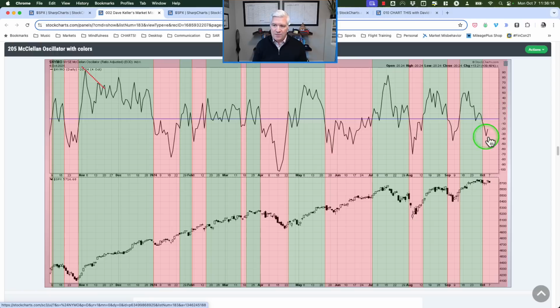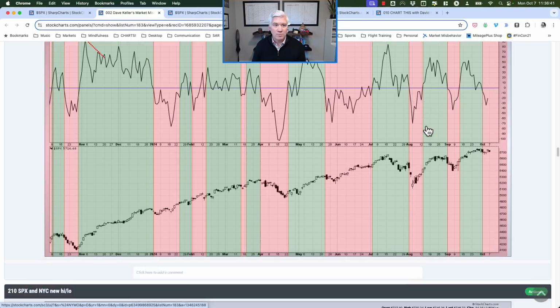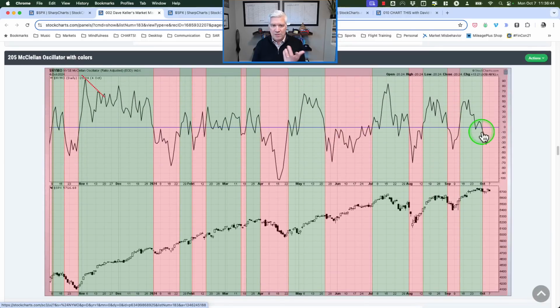So the McClellan Oscillator is basically measuring changes in the advance decline lines. As we can see, it did go below zero about a week ago, we'll call it, here in mid-October. The last couple times it's gone below zero, it hasn't been that negative, right? The S&P has sold off a little bit, but it's recovered soon after. And when the McClellan Oscillator has gone back above zero, that's actually been a great confirmation that the next leg higher is well into play. So first thing we'll think about is the McClellan Oscillator.